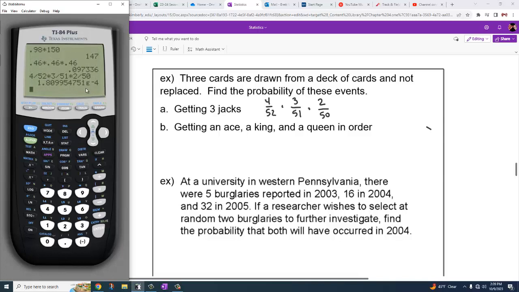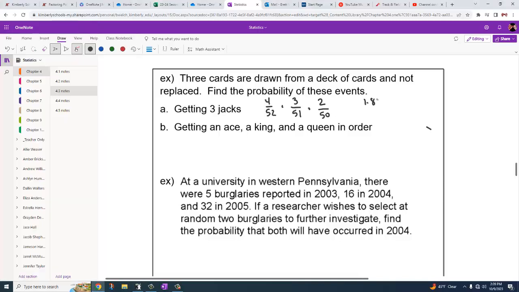Now, in physics, we would just say, oh, this is really tiny. We're actually going to go ahead and evaluate what this is. So this would be 1.81 e negative 4, which means we move this decimal over 2, 3, 4 times to make 0.000181. That's a very small probability. Drawing 3 cards and getting all 3 jacks is very rare.